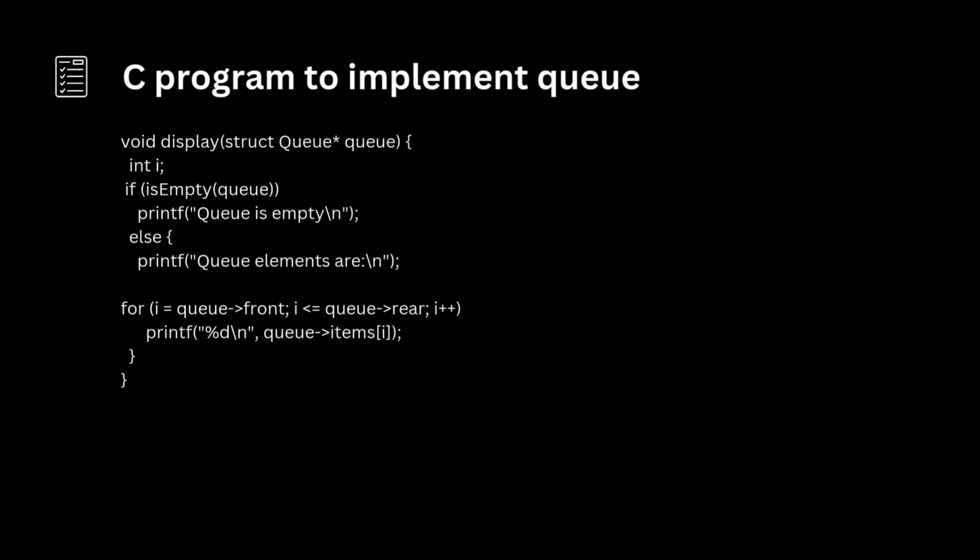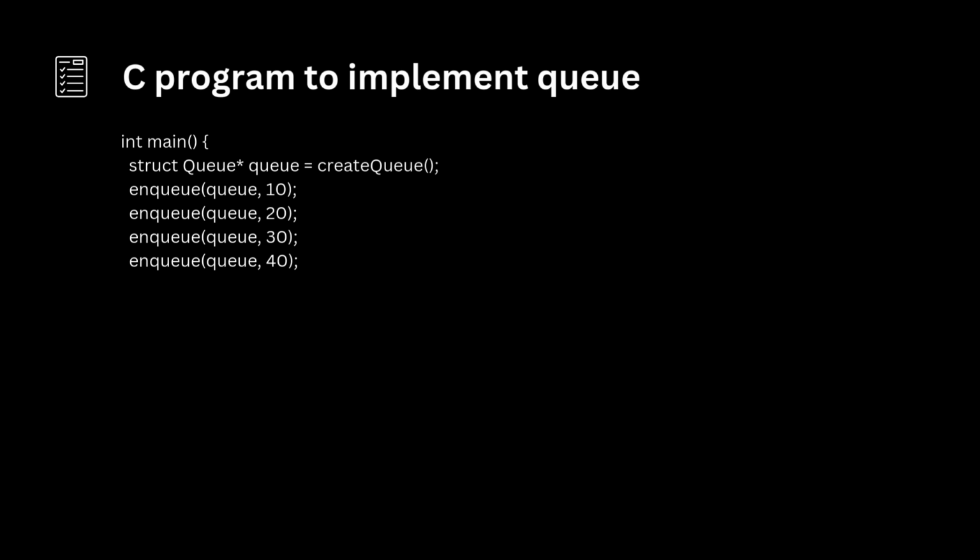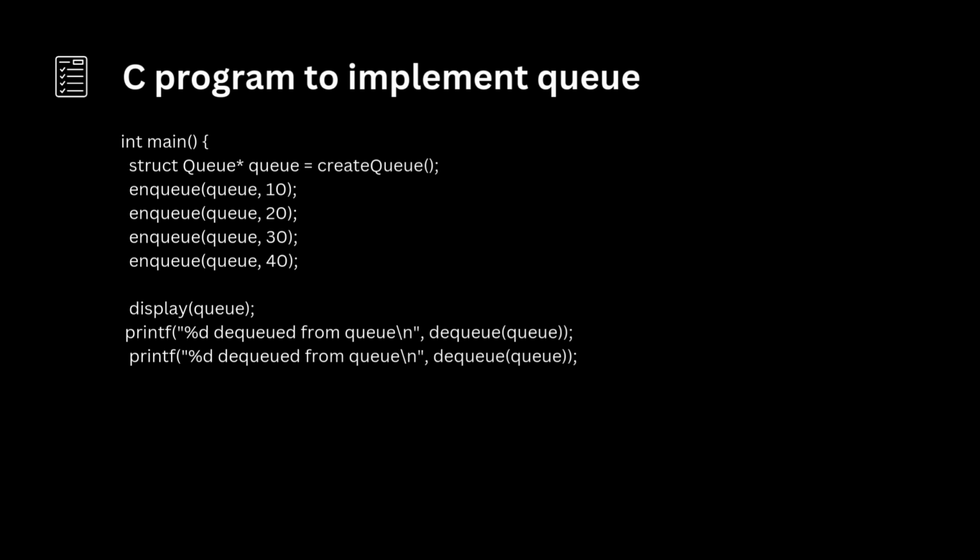Now let us write the main function of this program. Here the create queue function creates a new queue. These lines add elements 10, 20, 30 and 40 to the queue respectively, and it displays the elements of the queue. This removes and returns the front elements of the queue, 10 and 20 respectively. This displays the elements of the queue after dequeuing.